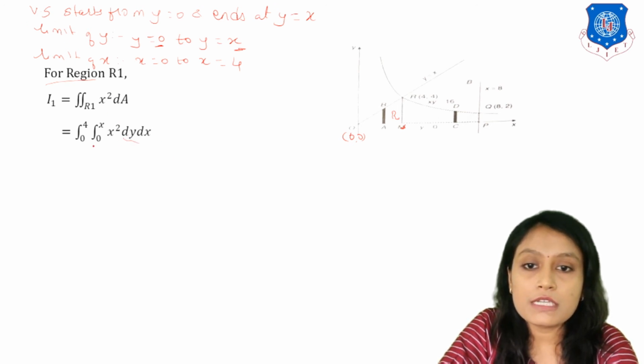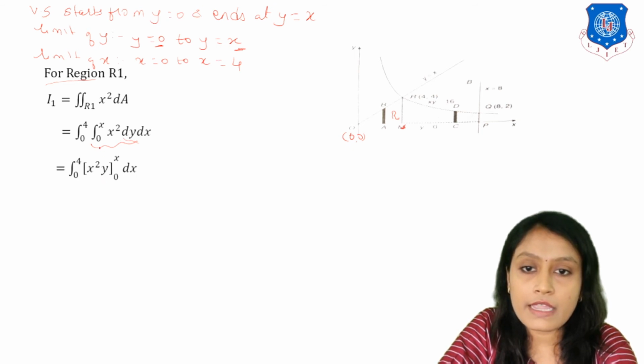Okay, so firstly we will take integration with respect to y, keeping x as a constant. So what you will get? Integration 0 to 4 as it is, x square as it is. Now integration of 1 dy, that is y, and the limits are 0 to x and this dx as it is. Now apply the limit. So you will get here x cube minus 0 dx.